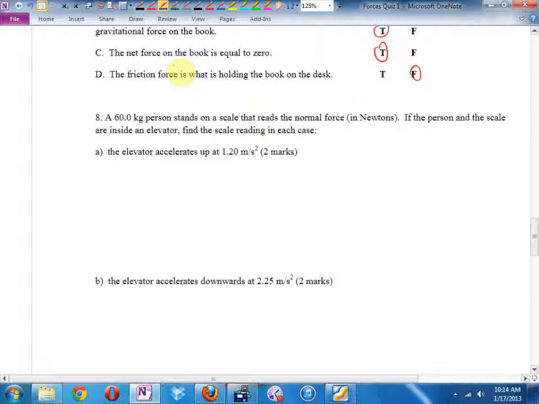So really what I'm asking you to find, if I say find the scale reading, what am I really asking you to find? What do scales measure? They don't measure your mass. What do scales measure? They don't measure your weight. What do scales measure? Measure your normal force. They measure your normal force. So when I say tell me what the scale is, what I'm really saying, Riley, is find the normal force.